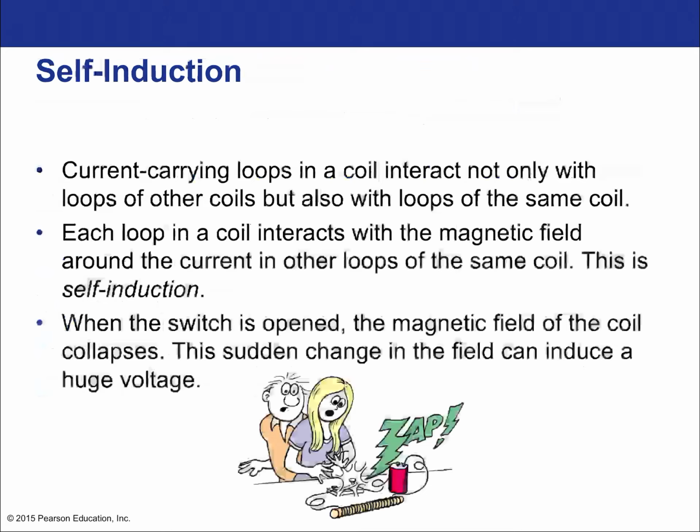So that's the idea: every time you have a changing current creating a magnetic field, well, even a steady current creates a magnetic field, that magnetic field then acts on the current that created it. That is self-induction, all right? So each loop in a coil interacts with the magnetic field around the current in the other loops of the same coil. This is self-induction.